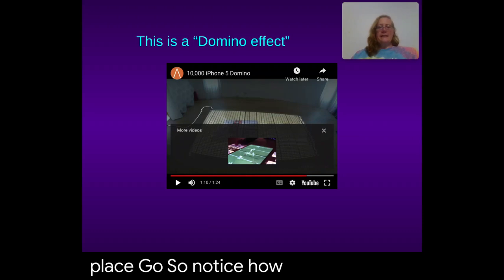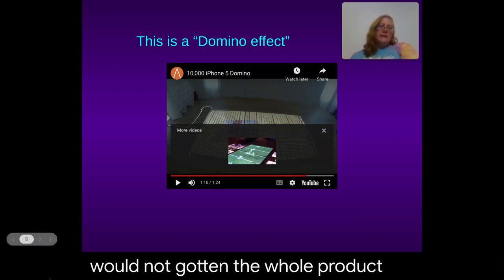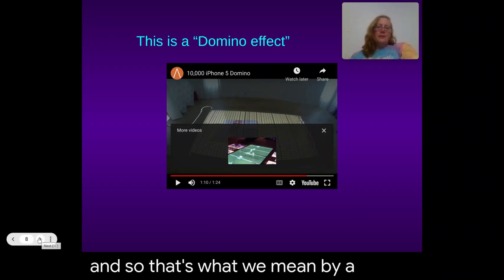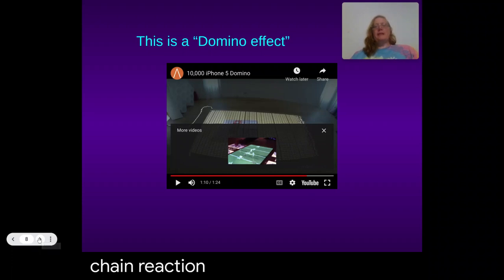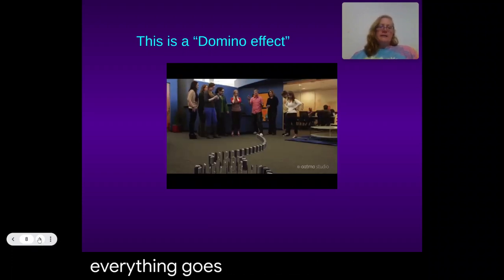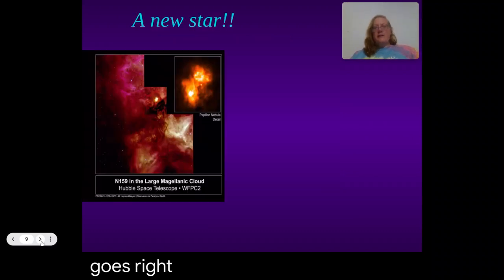So notice how everything had to be set up just right. If any of those iPhones had gotten pulled out of place, especially right here at the end, you would not have gotten the whole product. And so that's what we mean by a domino effect. One thing starts another, a chain reaction takes place, and if everything goes right, a star is born.